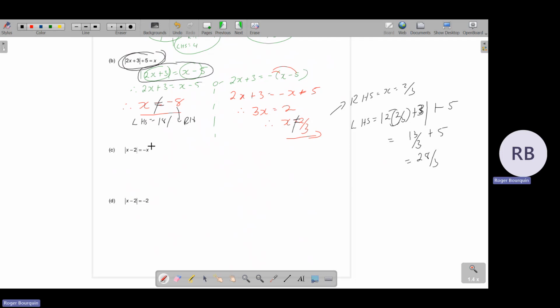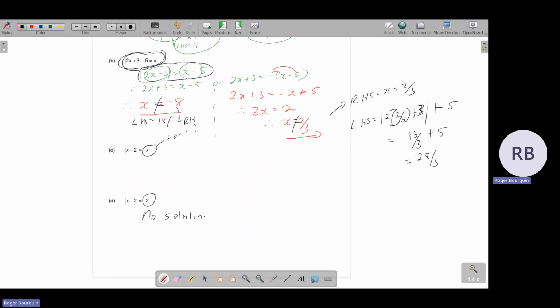Because here we're not sure if it's positive or negative. We don't know. But this one we know for sure it's the negative constant. Is that possible? Can an absolute value spit out a negative constant? No. So immediately for D, I would say no solution because it's a negative constant.